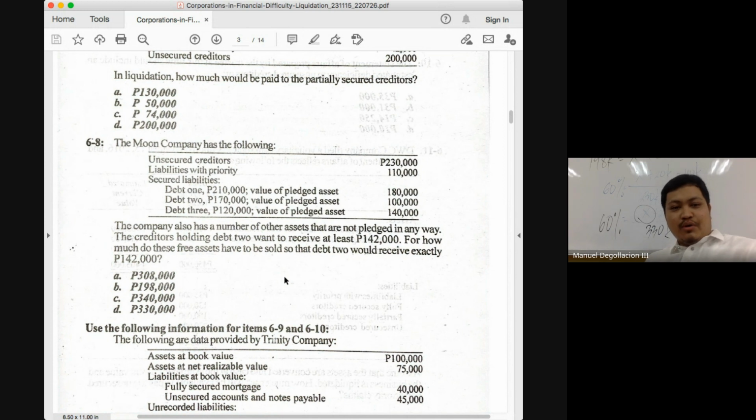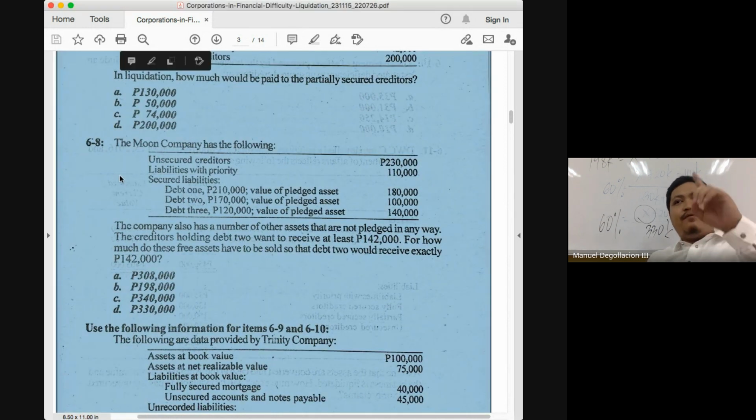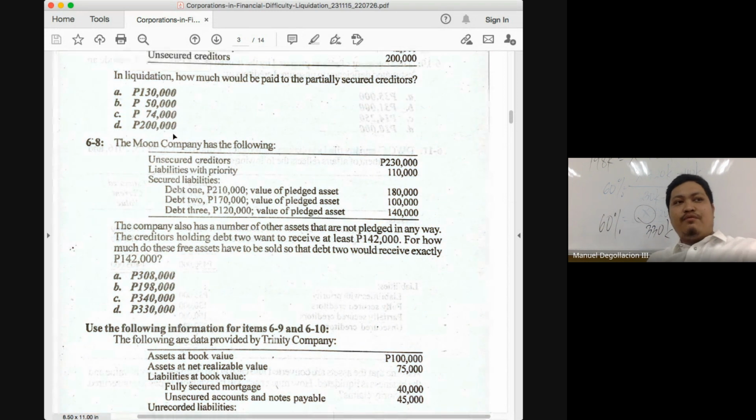The question is for how much do these free assets have to be sold so that debt two would receive exactly 142. The suggested answer here is 308. But if your free assets are sold for 308, remember that you will have to add the excess and deduct the liabilities without priority. That would result in duplication. The answer here, I'll stand by 288,000.